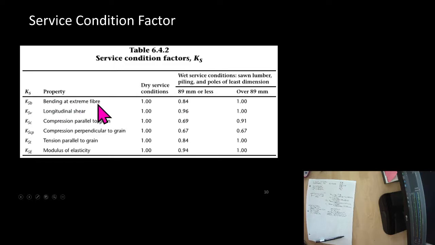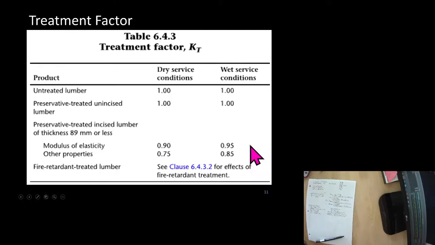For bending at extreme fiber, our service condition is 0.84. Remember, we're saying if this is wet and outside, it's prone to rotting, so we're going to lower its strength. Shear, we're going to make it 0.96. And modulus of elasticity, we're going to make 0.94. So we're lowering the capacity of all of those things. KT, it is untreated. So whether it's dry or wet, the treatment factor is 1.